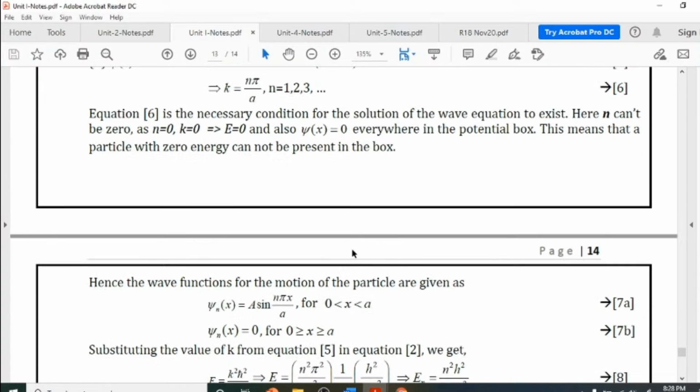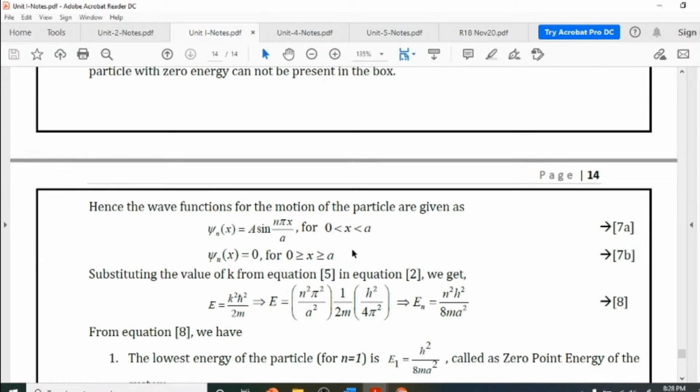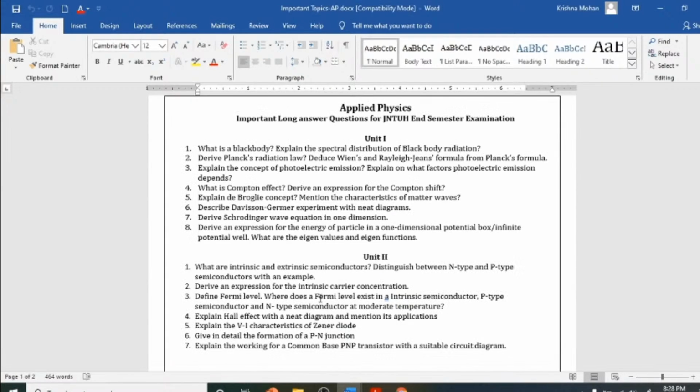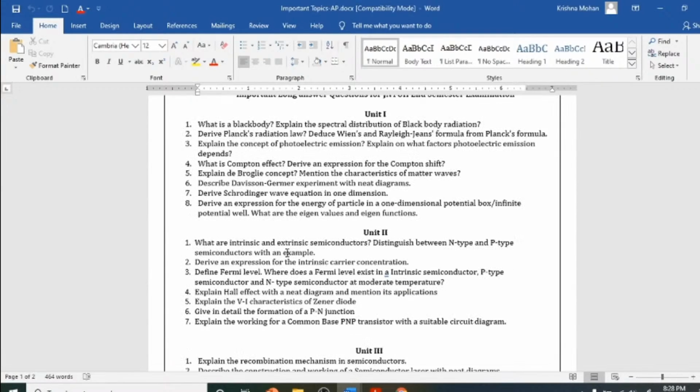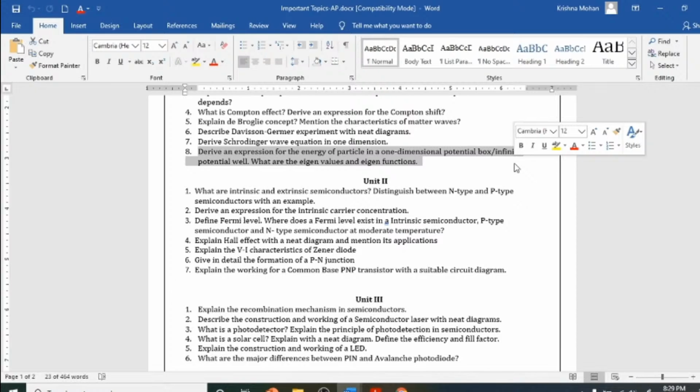If asked only, you need to write it down. Generally he is asking us about the energy, so derive an expression for energy. There is a question here, the 8th question, if you just have a look at it: derive an expression for the energy of the particle in a one-dimensional potential box, and then write eigenvalues and eigenfunctions. I would show you the answer now.